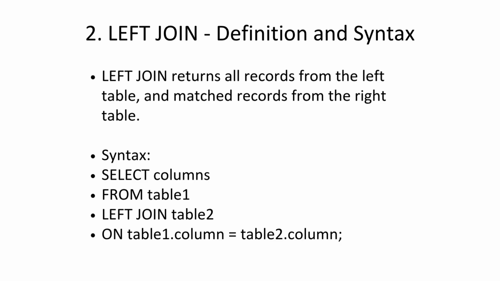Left join definition and syntax. A left join returns all records from the left table and matched records from the right. If there is no match, nulls are used for the right table columns.